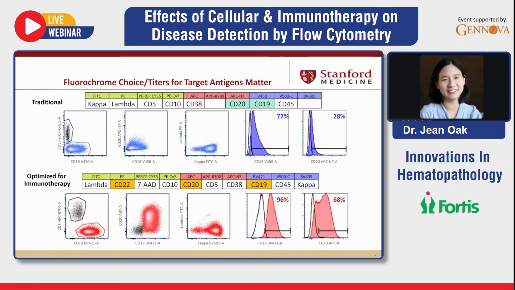So now if you looked at it by the histogram, you would have called this 96% positive for CD19 and like 68% for CD20. So both of these would have been clearly called positive for both antigens.